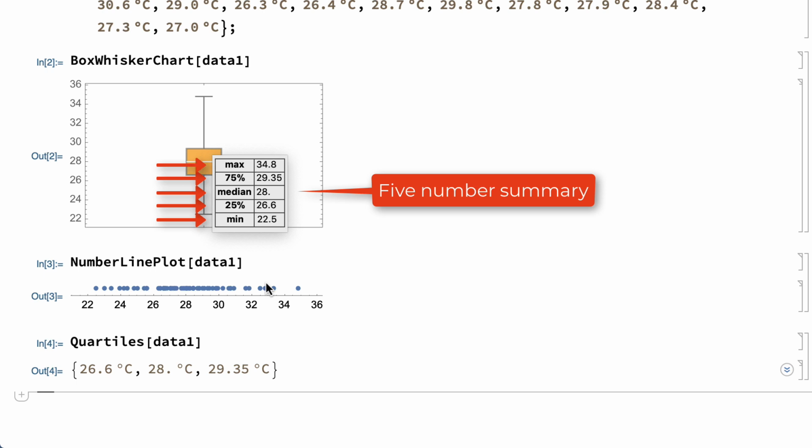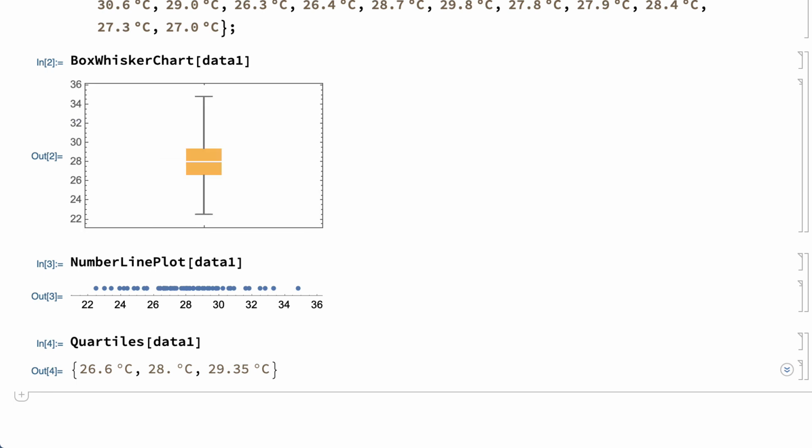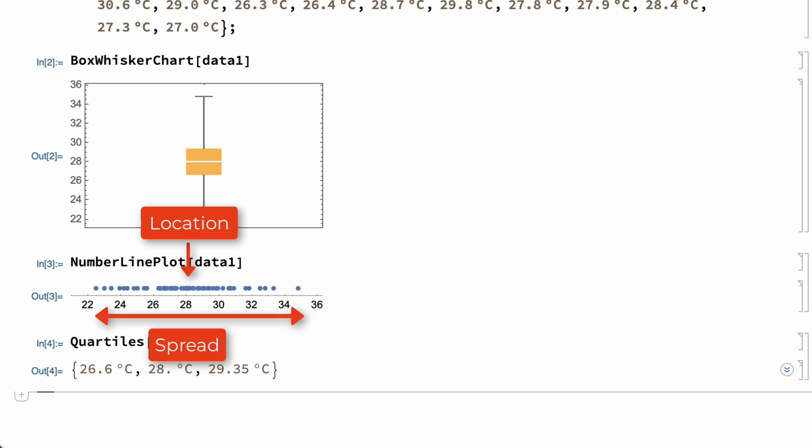The 5-number summary gives basic information about the distribution of numbers in the data, and in particular gives what's called location and spread information for the data. Location refers to the position of the data along a number line, and spread refers to how spread out the values are on the number line.